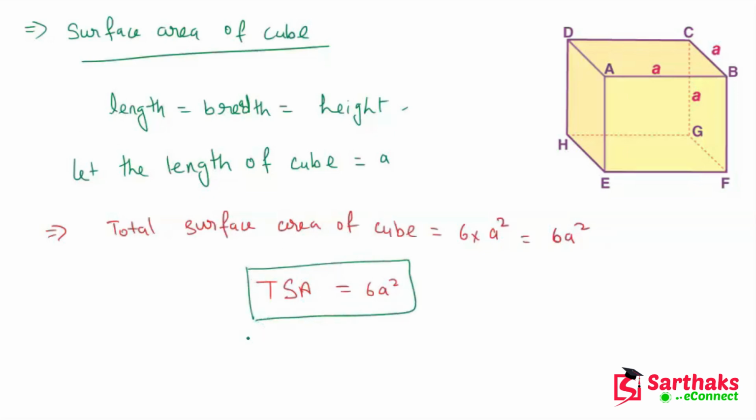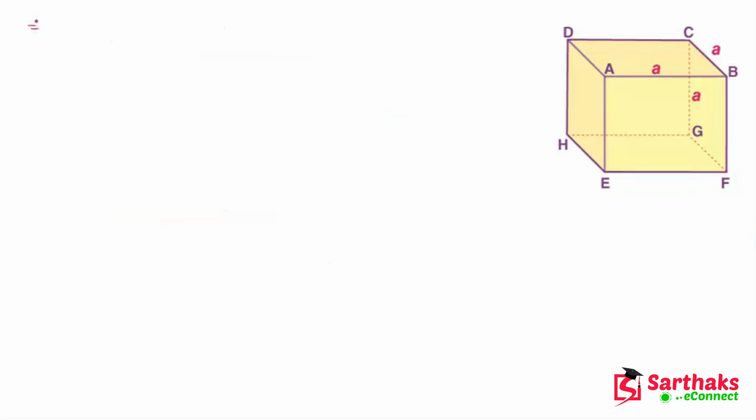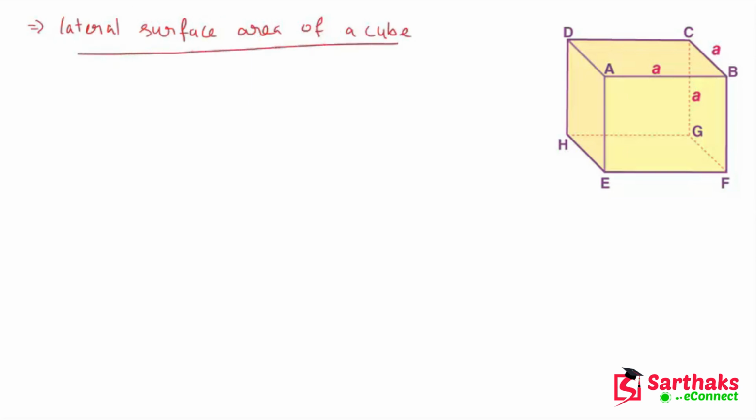Now let's talk about the lateral surface area of a cube. Here you can see that in the lateral surface area we cover just 4 walls.